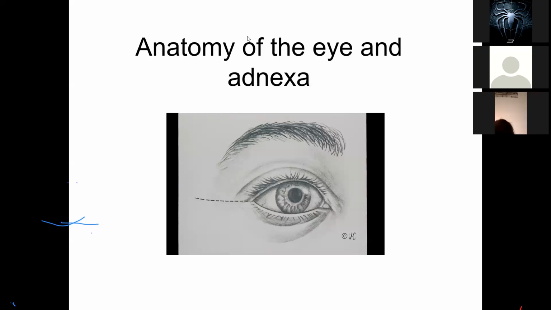All right, so we are going to start today looking at the anatomy of the eye and the associated structures, as we call adnexa. So it's going to form the basis of all that we'll be discussing in ophthalmology. What we're going to do is that for every topic or every condition that we take, we may do a review of the relevant anatomy before we start.